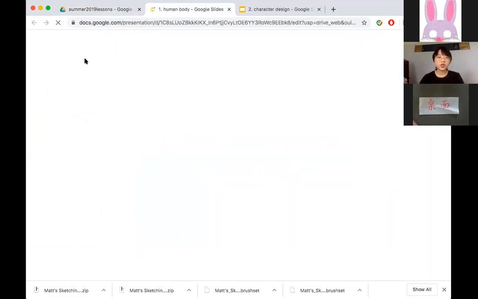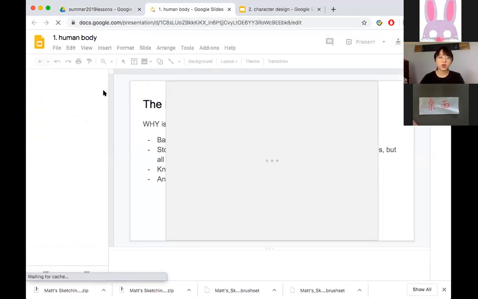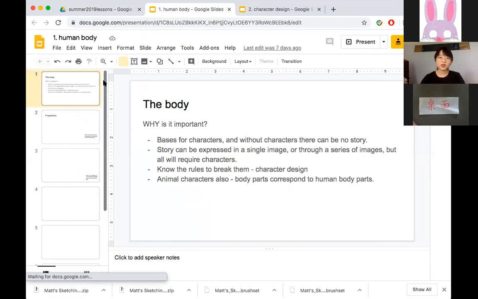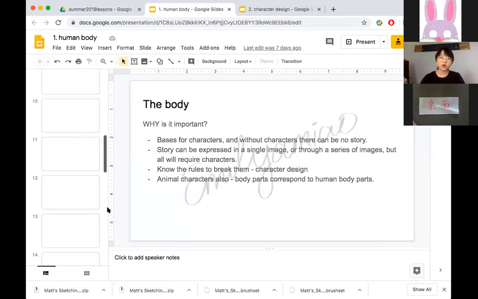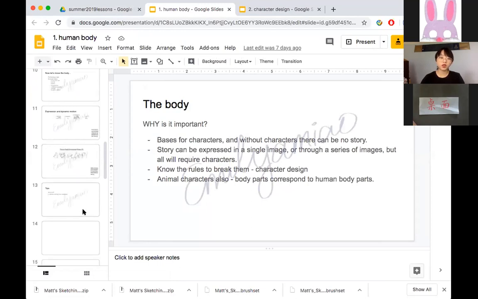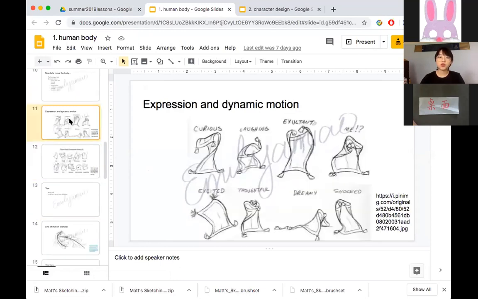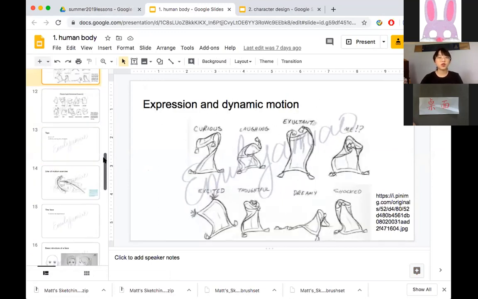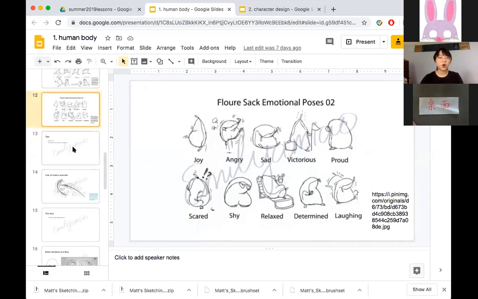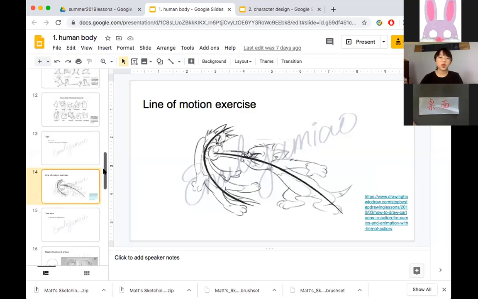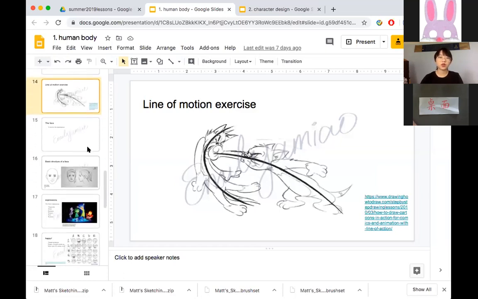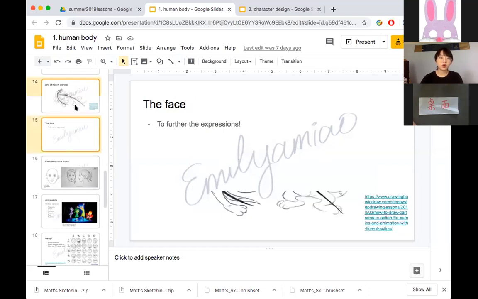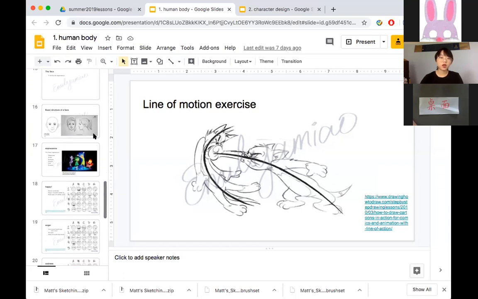So last class we finished with the human body. We talked about the human body, we talked about posing, and then we talked about dynamic posing. We talked about being able to push the body into an action, a line of action, expressing body language, expressing emotions through body language and things like that. And then we did a line of motion exercise where you had to take a line that I gave you and then draw an action or a pose that follows this line of action.